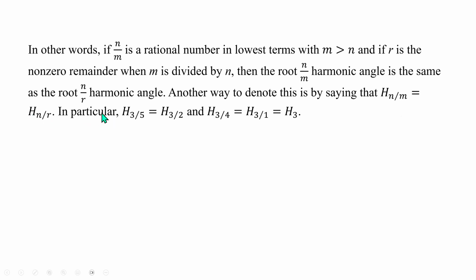In particular, h sub 3/5 is equal to h sub 3 halves. You divide 3 into 5, you get a remainder of 2, so this is equal to h sub 3 divided by 2. That's what our theorem says. And h sub 3/4 is equal to h sub 3 over 1, and 3 over 1 reduces to 3. 1 is the remainder when you divide 3 into 4.